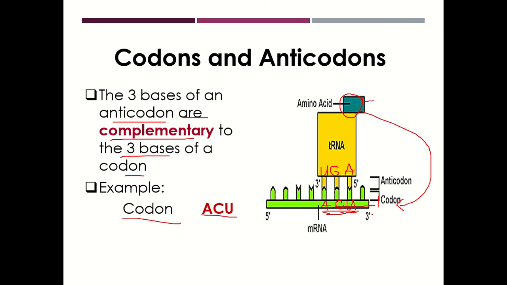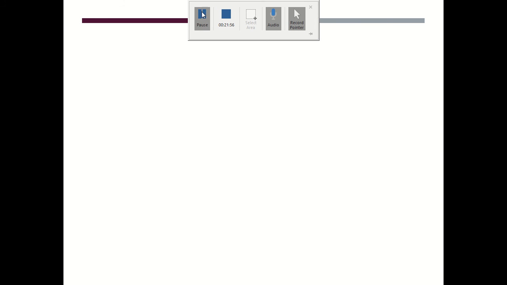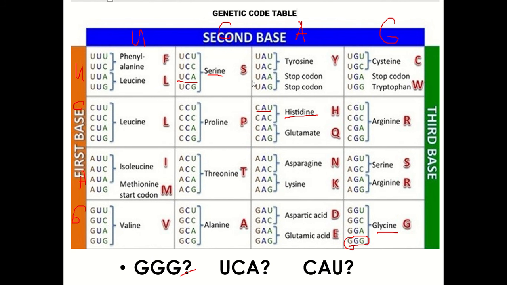So, let's go back. Alright, so ACU. Let's go to ACU. A, so this is the A. Here. C, UC. So here. ACU. So the name is, there, ACU. The name is threonine. So the amino acid of that is threonine. Okay? Next.